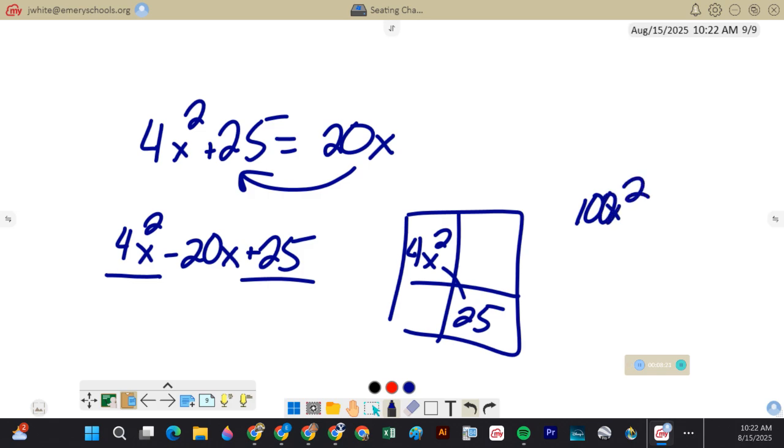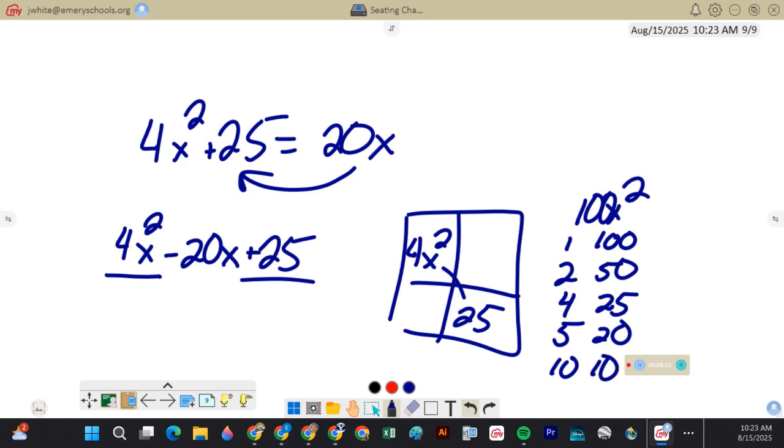And then I look for factors of 100 that add to be 20. 1 and 100, no. 2 and 50, no. 3 doesn't work. 4 and 25, no. 5 and 20 doesn't work. 6, 7, 8, 9, 10 and 10. That's it. And it needs to be negative 20x. So negative 10x and negative 10x.